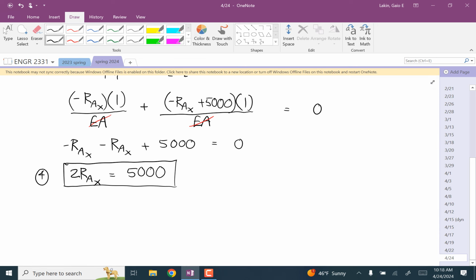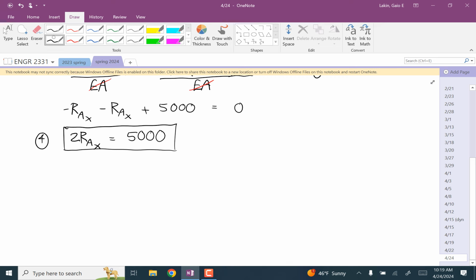Okay. And now we go to the part that's sort of painful, the deflection. Deflection is always a hassle in statically indeterminate structures.